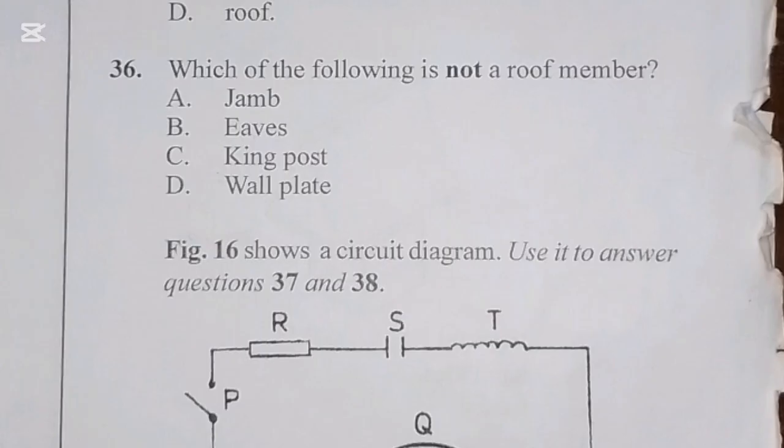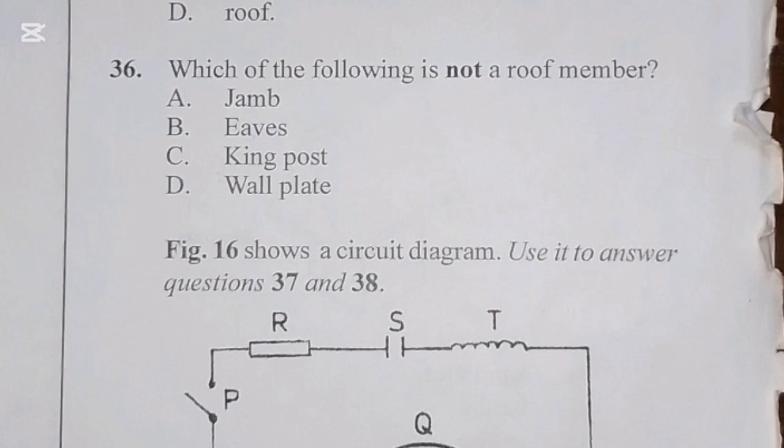The roof. 36. Which of the following is not a roof member? Which one is not a roof member? Jamb is the odd one. Eave is a roof member. King post is a roof member. Wall plate is a roof member. Jamb is for a door.